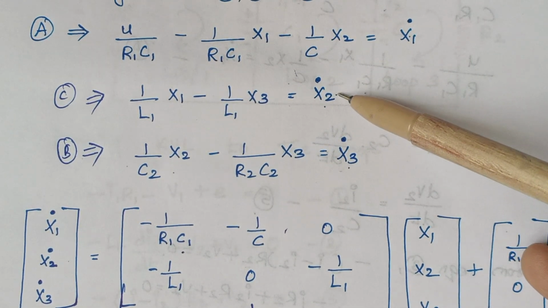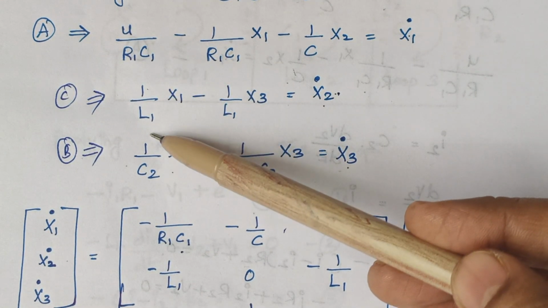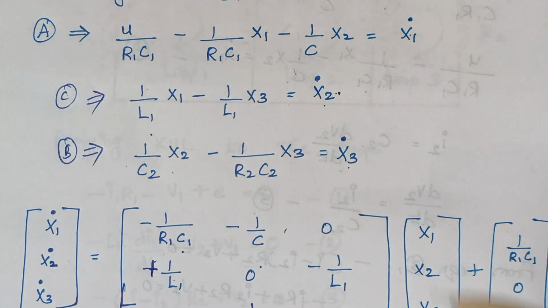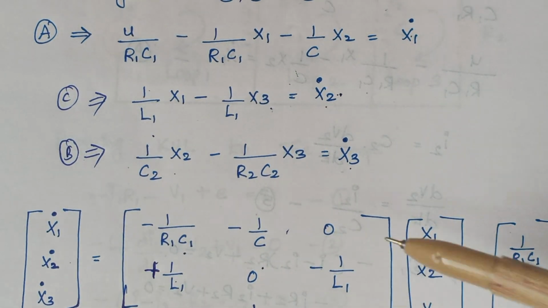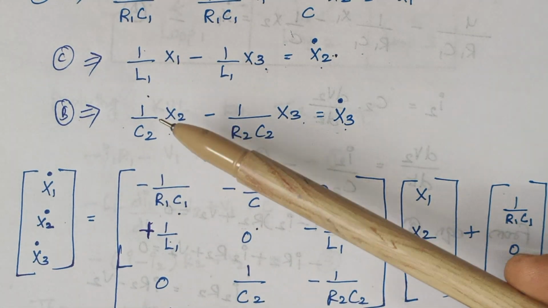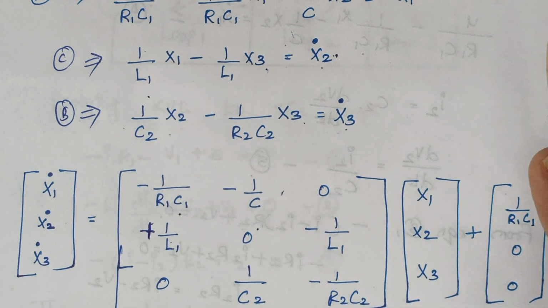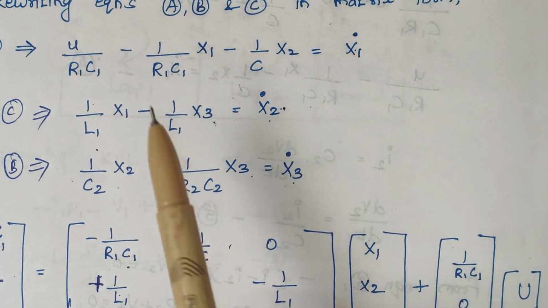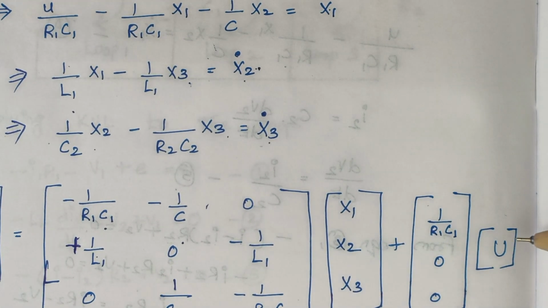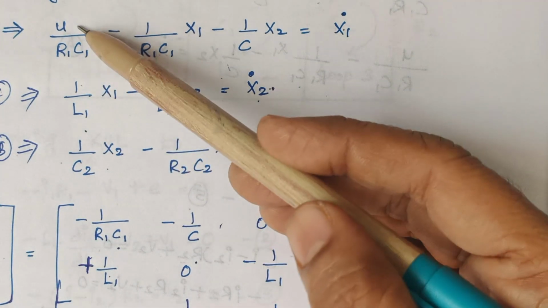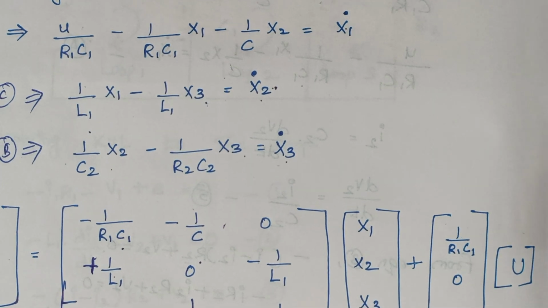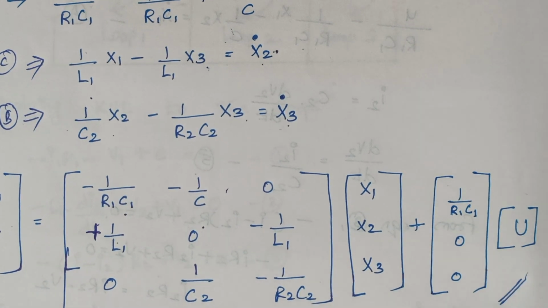So when you look at our x2 dot, here again the coefficient of x1 is 1 by L1, right? So 1 by L1, and here the coefficient of x2 is 0, and the coefficient of x3 is minus 1 by L1. And again x3 dot, the coefficient of x1 is 0 and the coefficient of x2 is 1 by C2 and x3 is minus 1 by R2 C2, right? Plus again here in the first expression we are having a term u along with some constant, right? So as we all know, u is nothing but our input matrix, and here the coefficient of u is 1 by R1 C1. So 1 by R1 C1. In the second and third expressions we don't have u, so here we are mentioning it as 0, and finally this is our answer, right?